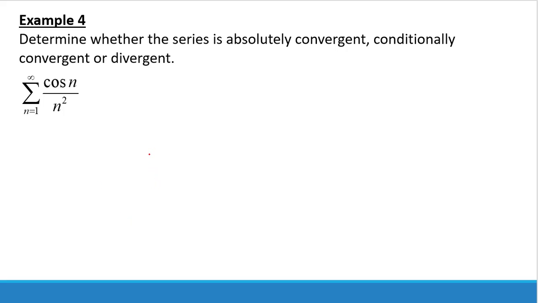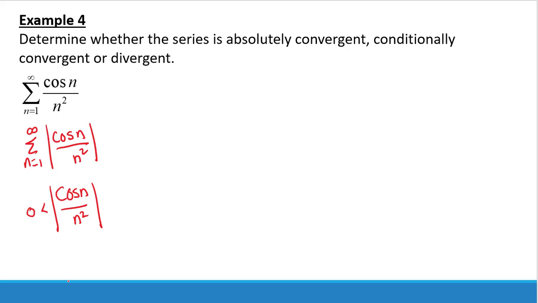Determine whether the series is absolutely convergent, conditionally convergent, or divergent. So what you want to look at first is the absolute value. We're going to see if the absolute value of this series converges. Let's look at this: the absolute value of cosine of n over n squared. Well, we know that that's going to be greater than 0, but this is going to be less than 1 over n squared, because the absolute value of cosine ranges from 0 to 1, essentially. Okay, so I'm going to compare this.